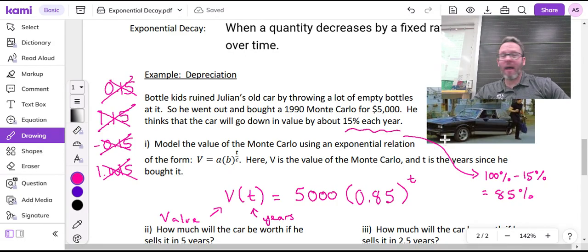So you guys should have this calculation off to the side here. And so this is how we handle any question involving depreciation with something going down by a fixed percentage. You guys okay with that?